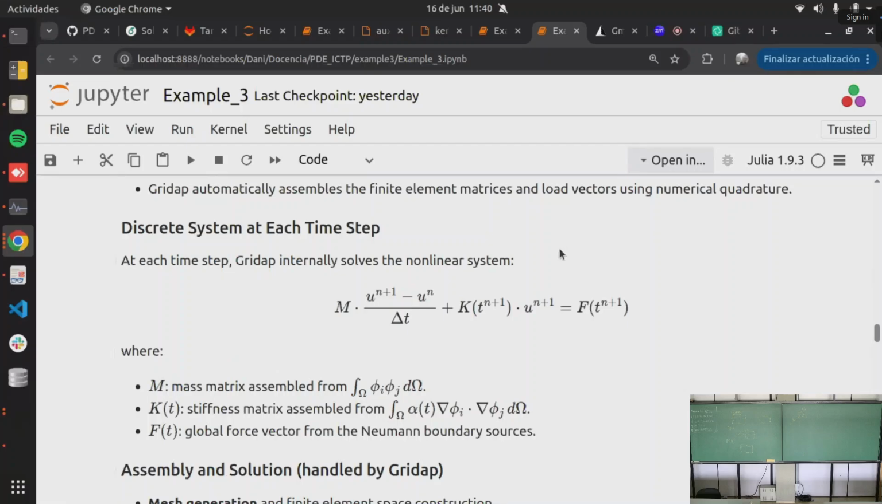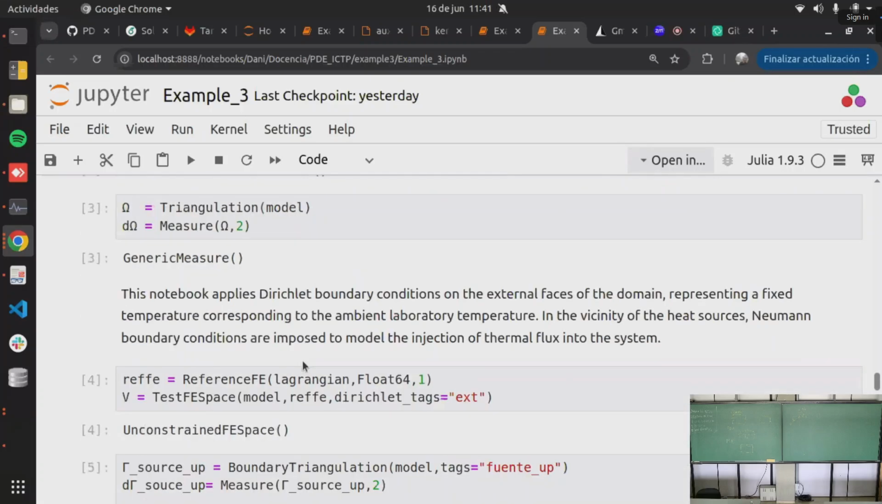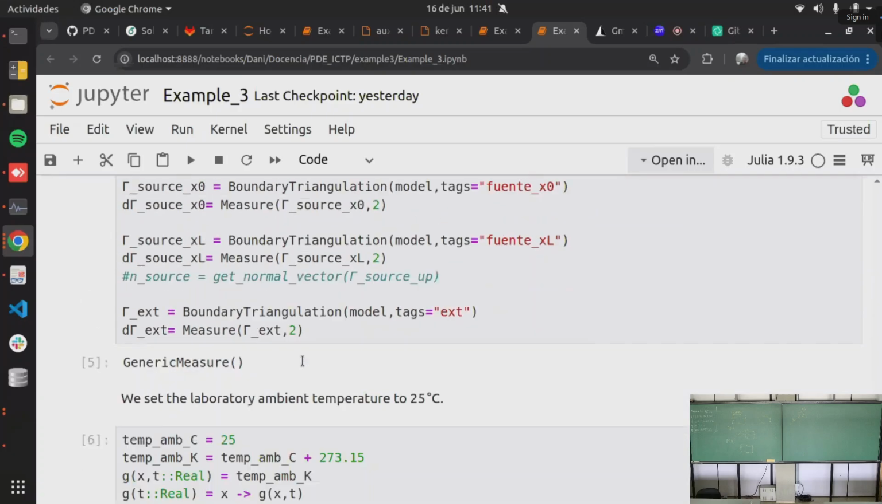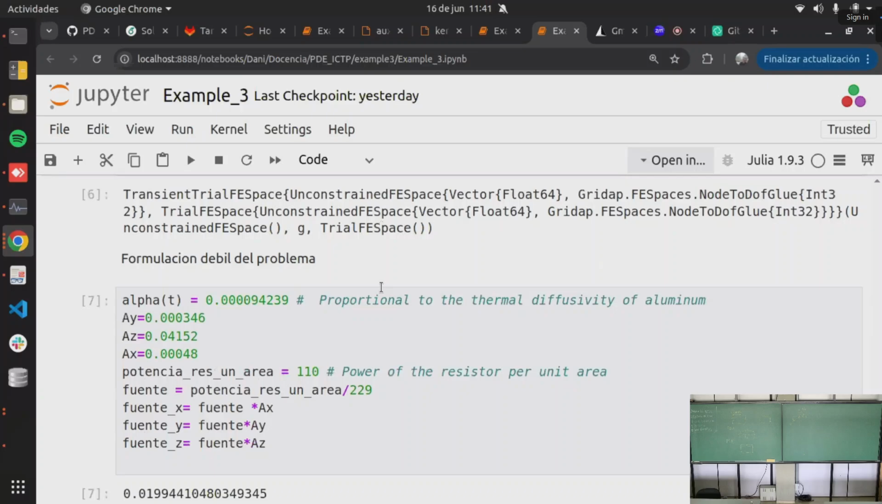This was the very first time that I solved a parabolic equation using Gridap, so it was very fun for me. You can do very fun simulations using this tool. Any questions? Or maybe I can show you how I made the meshes. Yes, we can look at the meshes now.